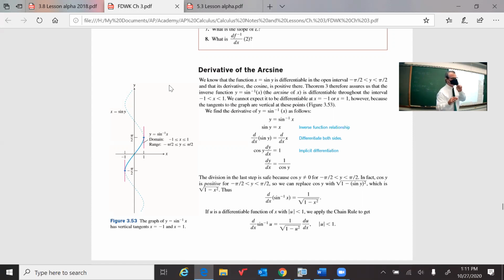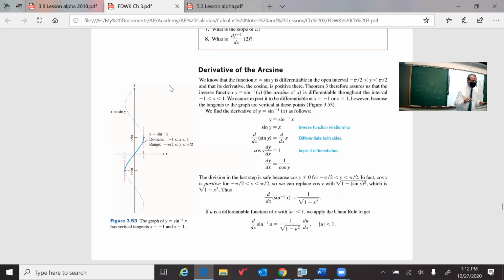And the more of these problems, like I'm not a fan of saying, do 1 to 31 odd. But you need to do a few of these problems to get the hang of this. So in the book, they get cosine y times dy dx. Well, dy dx is what we want. That's the change in y with respect to x. So you just divide both sides by cosine y. Okay, so far so good. You undo what's been done to dy dx.